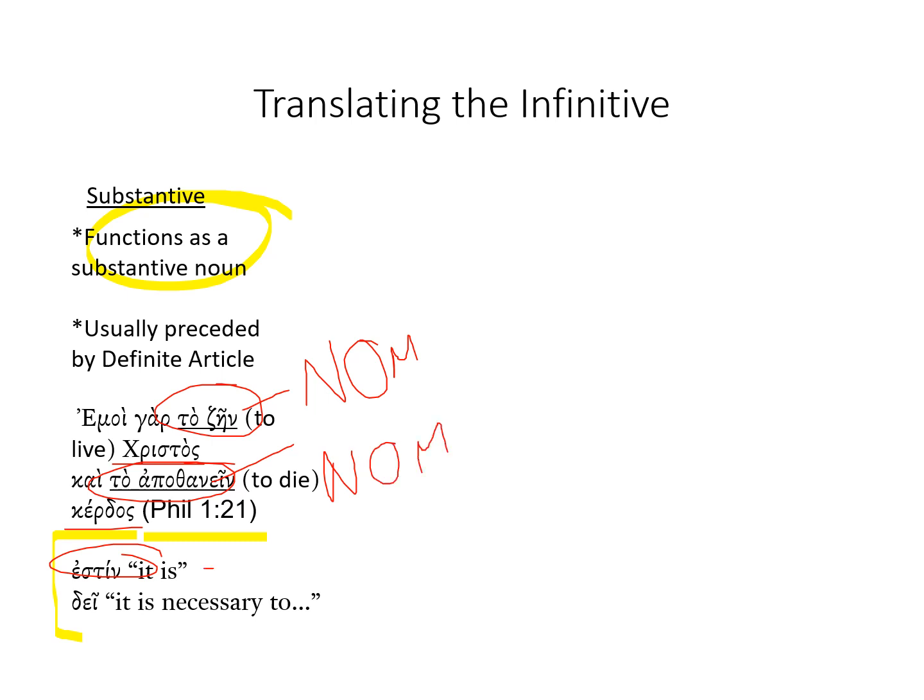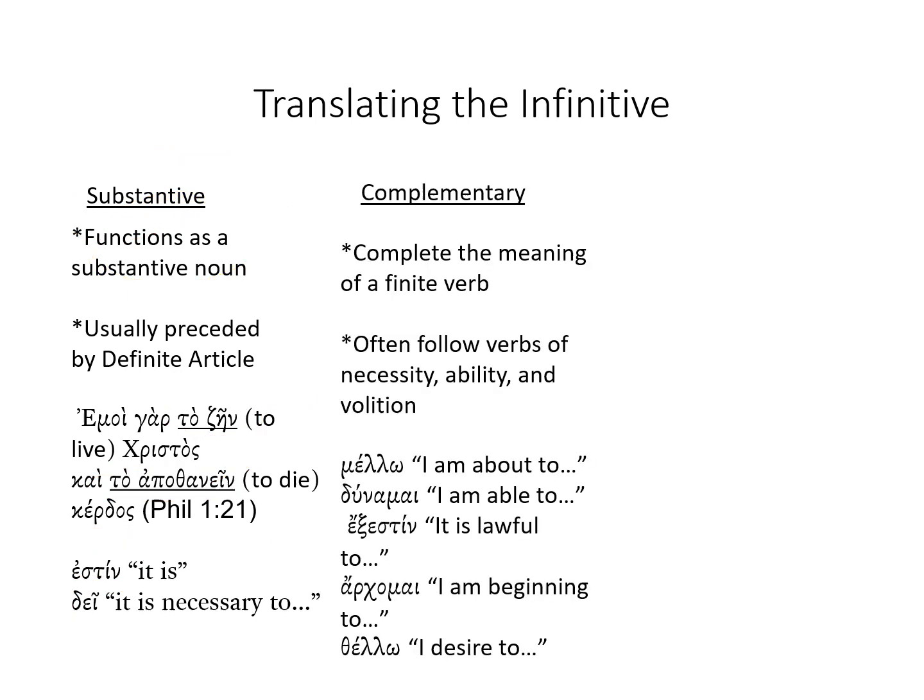And here's our verb. When we have estin or de with an infinitive, and we can't find a third singular noun that fits as the subject of estin, who is or what is necessary. If we can't find an explicit one, look, there may be an infinitive that's actually functioning substantively as the subject of that particular verb.